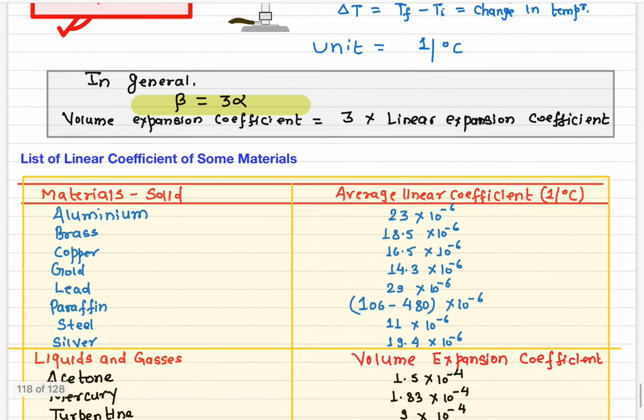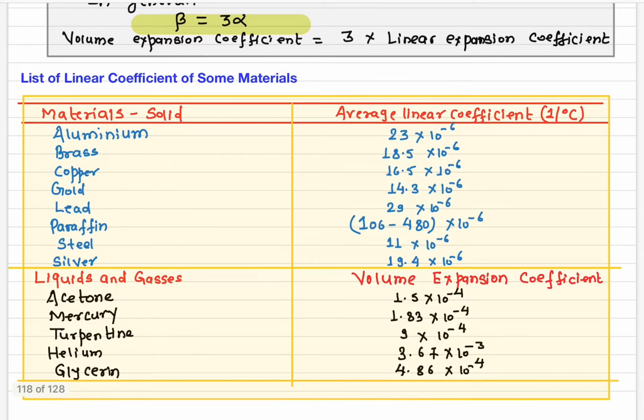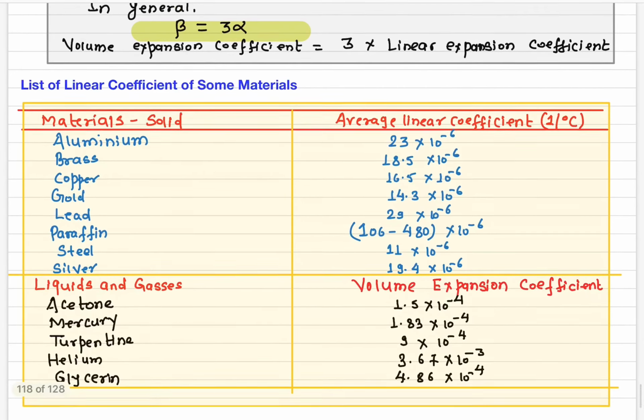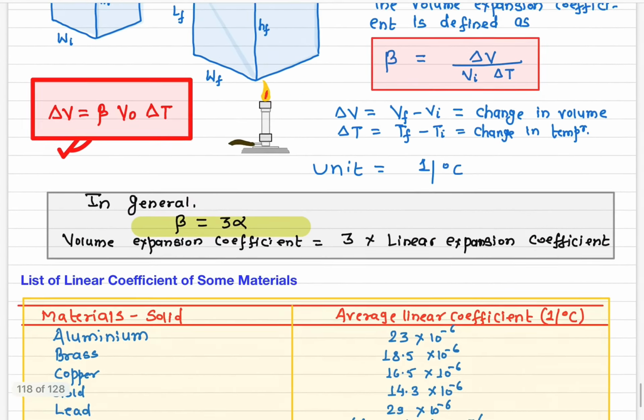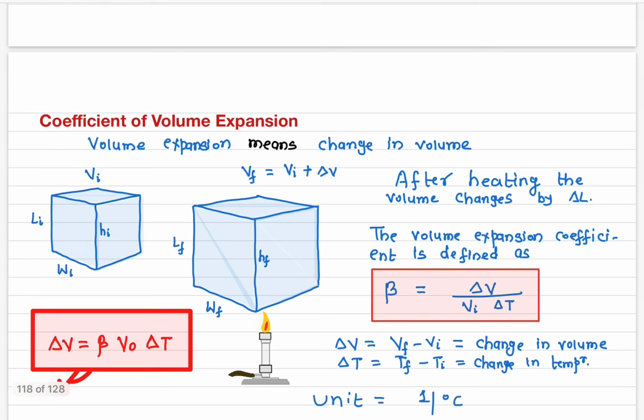If you look at the list of materials with their linear coefficients and volume coefficients, it is listed here. For aluminum, we generally use the average linear coefficient, and all the values are given here. And this is for liquids and gases, which we measure with the volume expansion coefficient, and it is listed here. For a solid material, we generally use the average linear coefficient, and for liquids and gases, we use the volume expansion coefficient. So this is it for the coefficient of volume expansion.